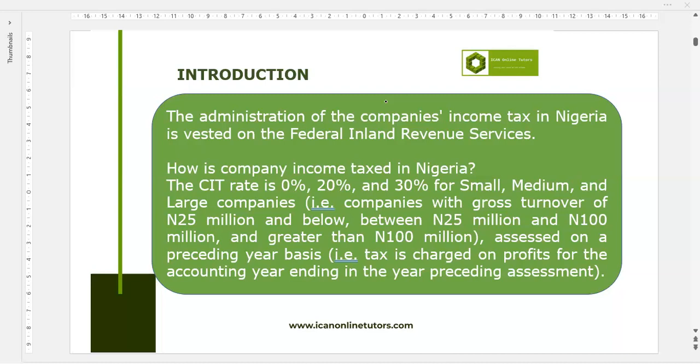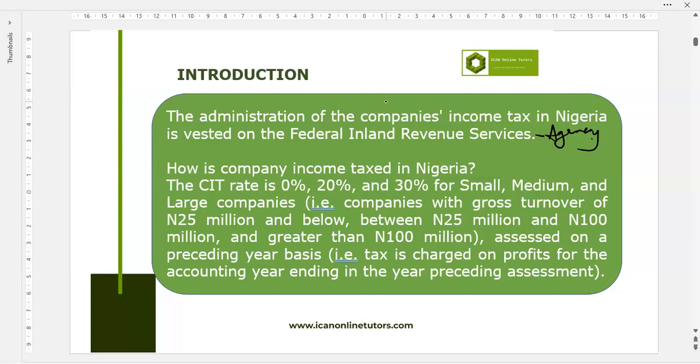Okay, so the administration of companies income tax. In your exam, if you are asked, you need to start with who has the power to administer the tax. We are speaking about company's income tax, not personal income tax, so you need to be specific and straightforward. The administration of company's income tax is vested on the Federal Inland Revenue Service. Then you can tell us under what list company's income tax falls: the exclusive list or the concurrent list? If it is under the exclusive list, it means that it is a tax collected by the federal government, and the federal government vested the power on the Federal Inland Revenue Service, which is seen as the agency of the federal government.